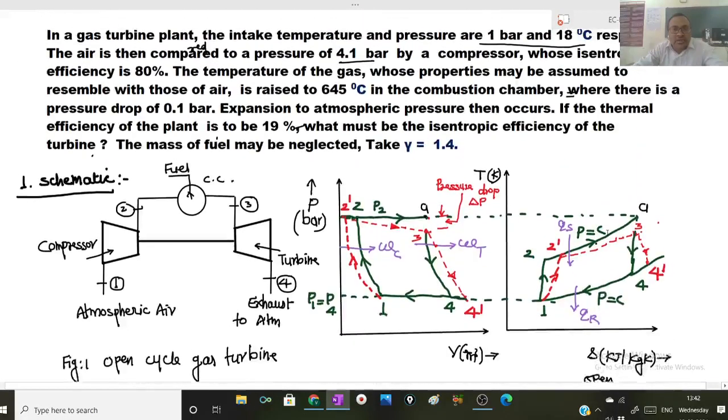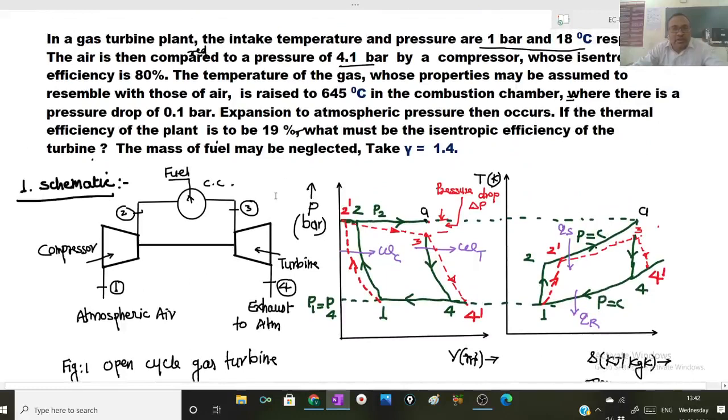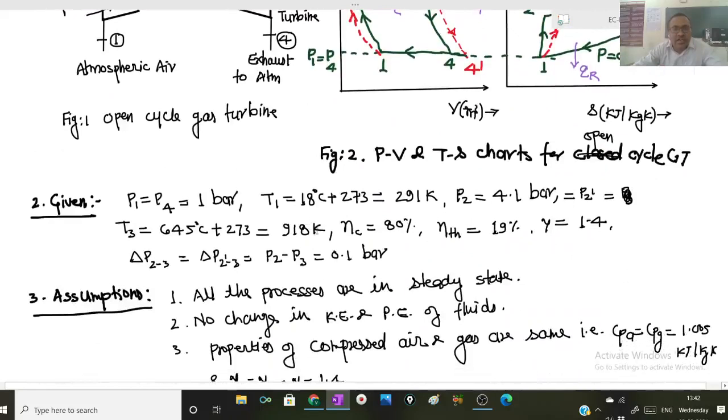Then the maximum temperature is given. The temperature of the gas raised in the combustion chamber is 645 degrees Celsius. So it is T3 and it is 918 Kelvin. Efficiency of the compressor is given as 80%. Thermal efficiency of the gas turbine power plant is given as 19%. Gamma value is 1.4 for both gas and air. And pressure drop in the combustion chamber, delta P, that is P2 minus P3, is 0.1 bar.